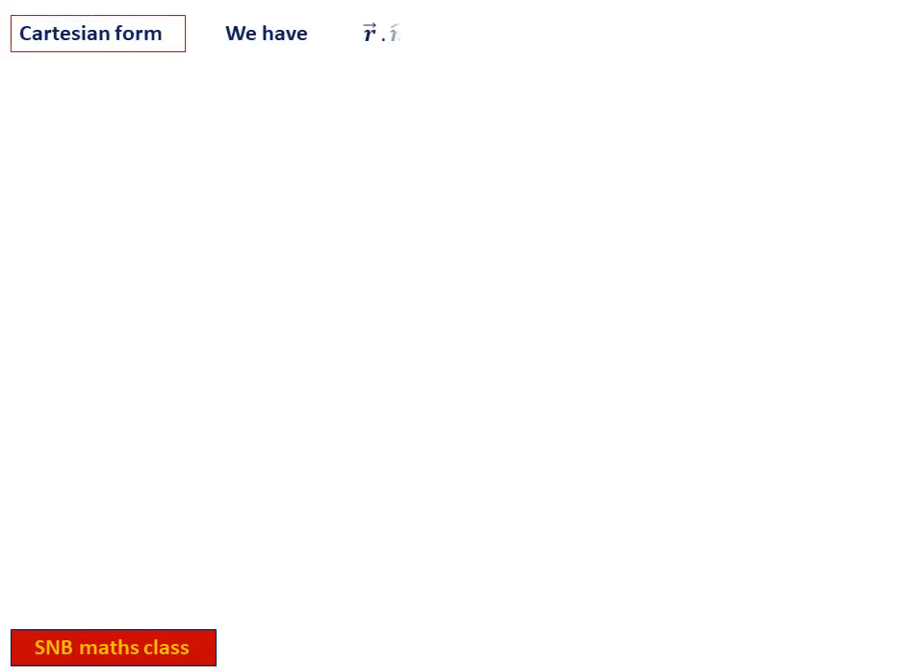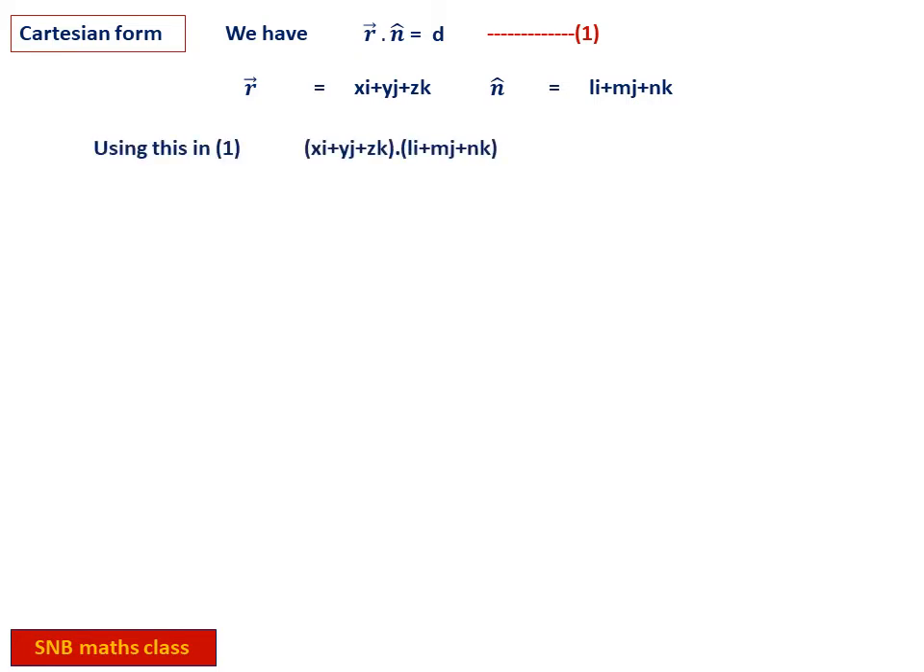Cartesian form. See, we have now R dot N equal to D. So this is equation 1, let us say. Now what is R? In terms of Cartesian form, it is xi plus yj plus zk in terms of components. And N unit normal, let us say it is equal to Li plus Mj plus Nk. That is, L, M, N are the direction cosines of the unit normal N. Then substitute in 1, what do we get? (xi plus yj plus zk) dot (Li plus Mj plus Nk). This must be equal to D.